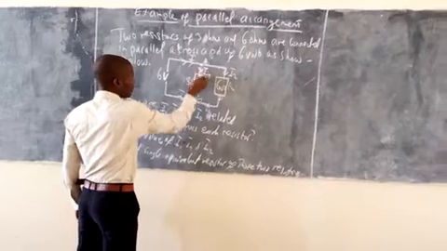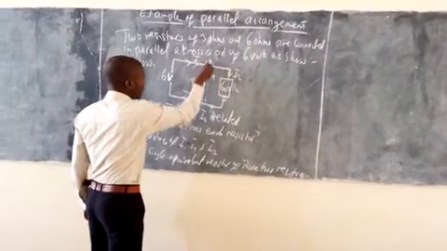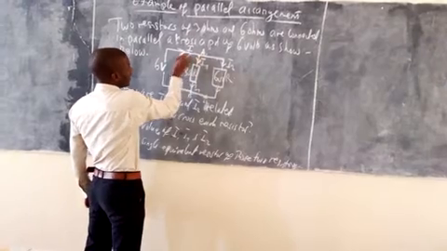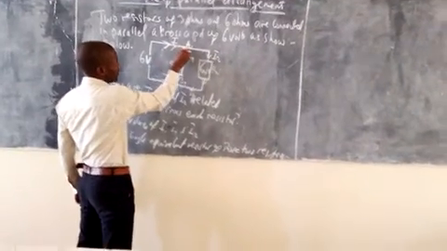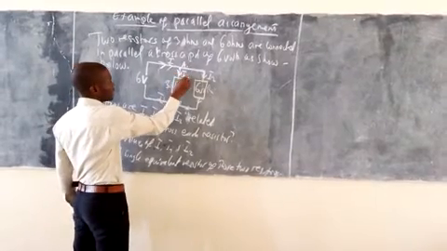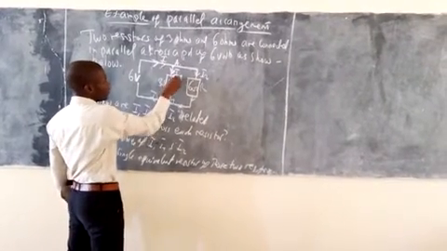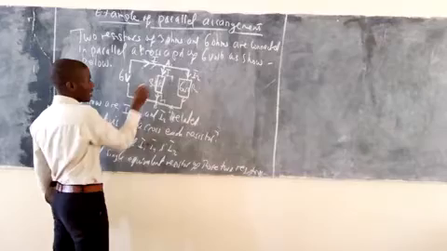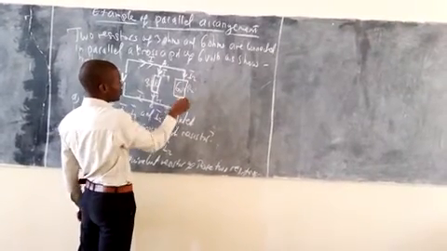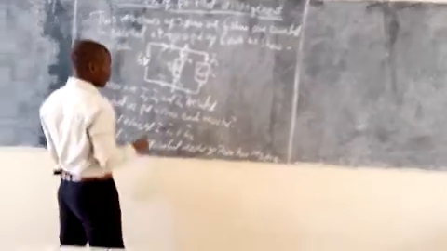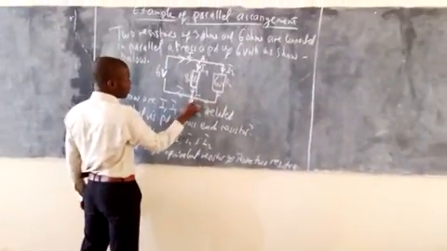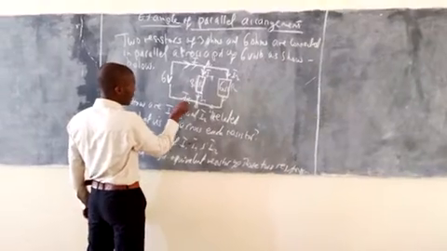passing through, reaching a junction, let me call it junction A. And then the current I reaching junction A divides into two parts. One is a current I1 passing through the 3 ohm resistor, and then the current I2 passing through the 6 ohm resistor. And then they meet at junction B to form the current I again.